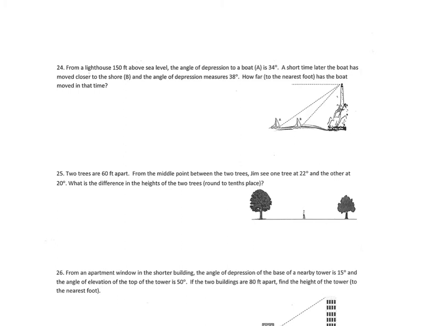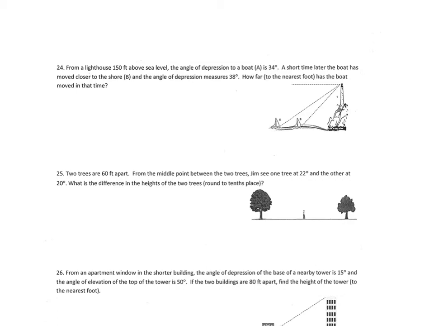From a lighthouse 150 feet above sea level, the angle of depression to a boat A is 34 degrees. A short time later, the angle of depression measures 38 degrees. How far, to the nearest foot, has the boat moved in that time?